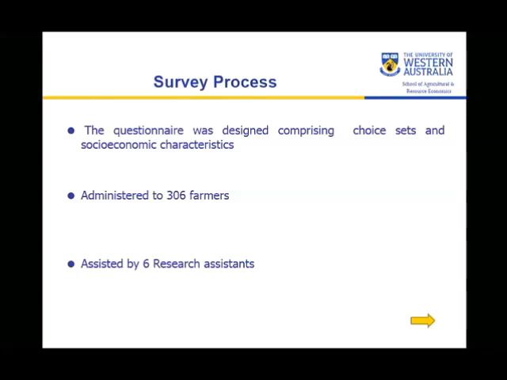So we designed a questionnaire that is made up of the choice set as you saw and some socio-economic characteristics. And the questionnaire was administered to 306 rice farmers. And the data collection process was assisted by 6 research assistants, because I was working in 2 different regions and I needed to be able to move quick. So I decided to hire the assistance of people to help.